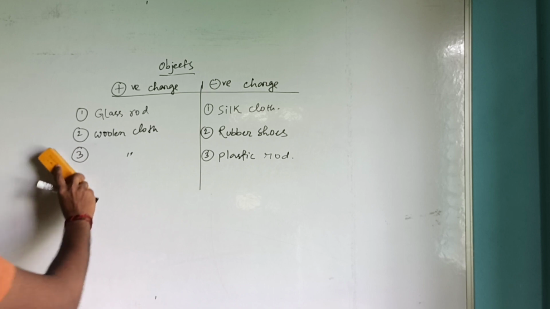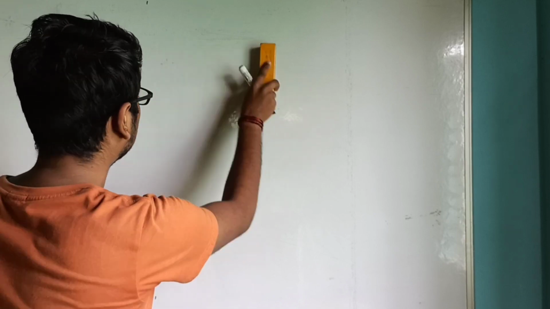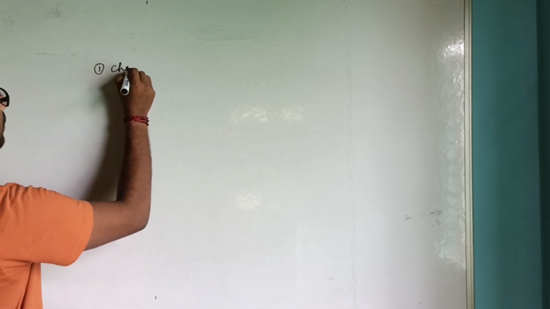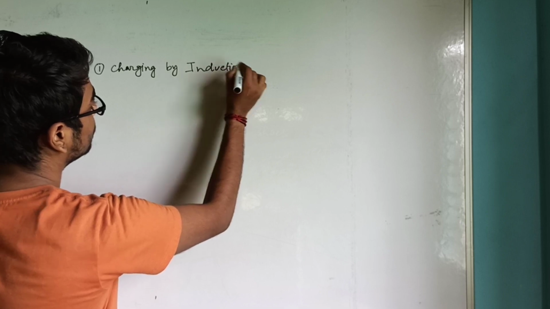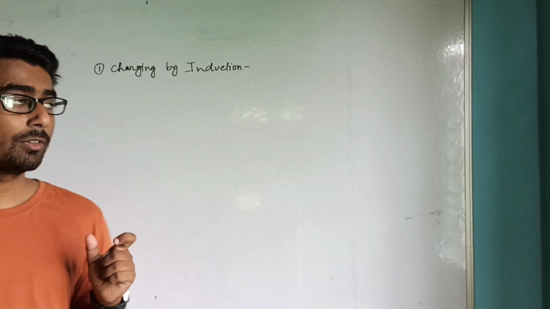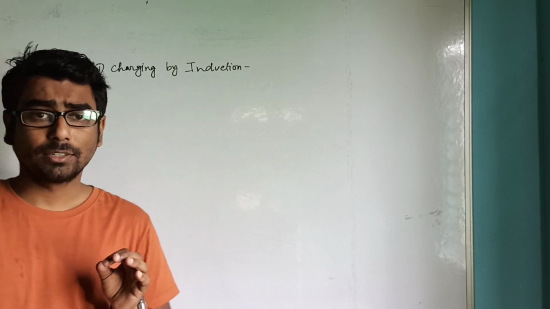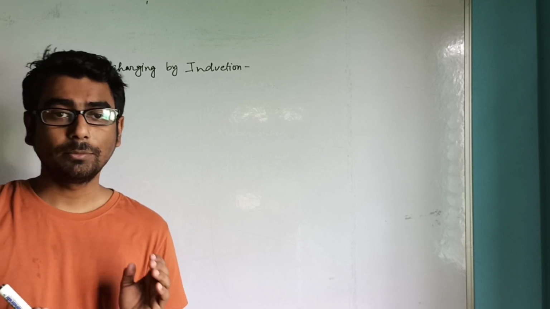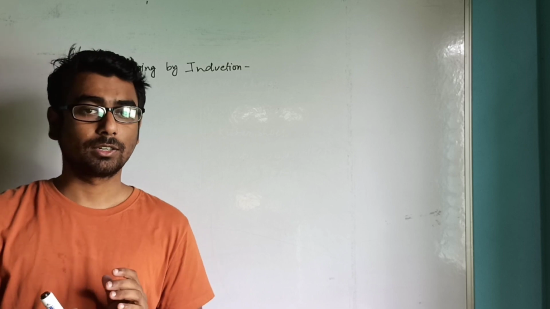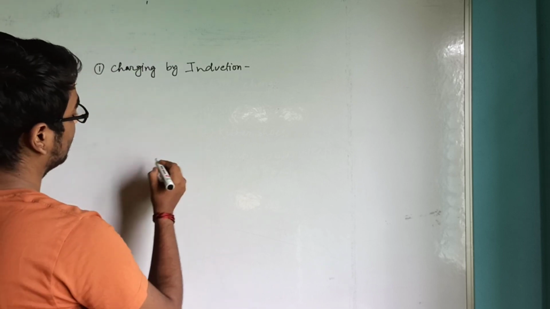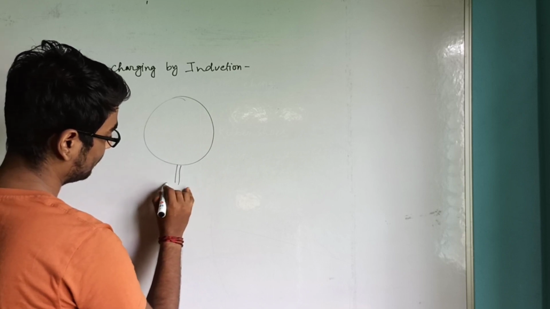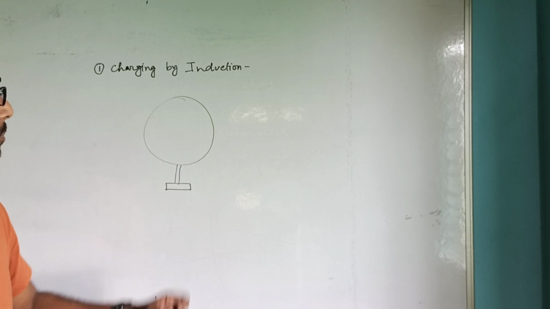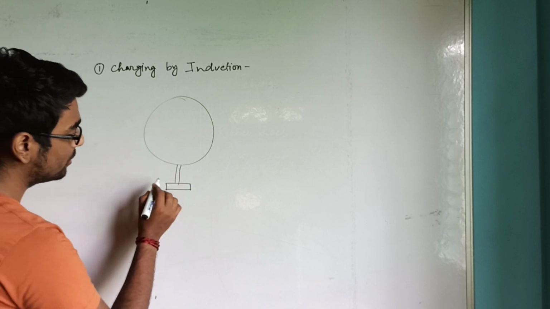Now, there are several processes of charging a body. Among these, one process is charging by induction method. What does the induction method mean? Induction method simply means without physical contact. That means they will acquire charge but without physical contact. Now, how will the phenomenon look? Suppose we consider a plastic ball, a spherical ball, on an insulated stand.